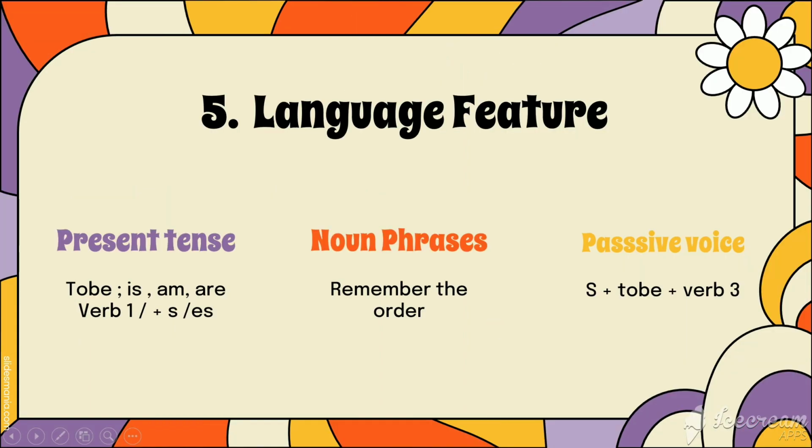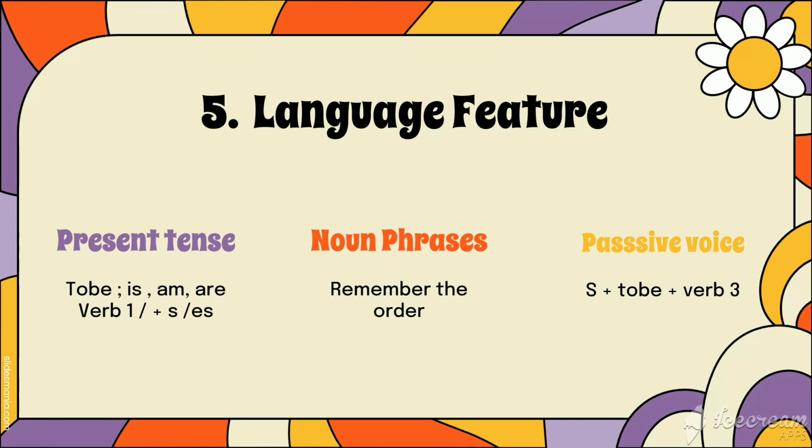In descriptive text, remember that we have to use present tense, of course. Because we describe the place, and the place is a fact. It means that even though there is an opinion of our feeling about that place, it is a kind of fact. So you have to use present tense.